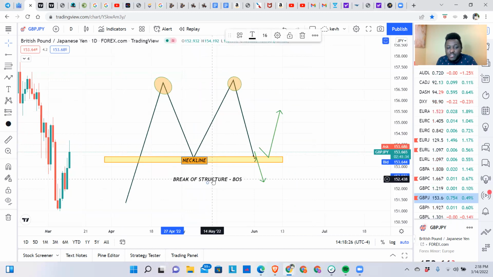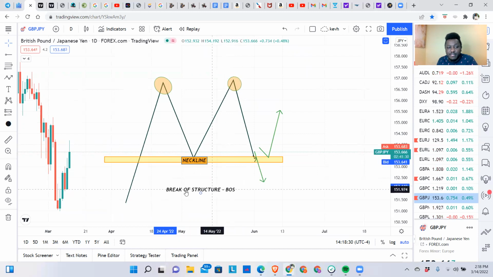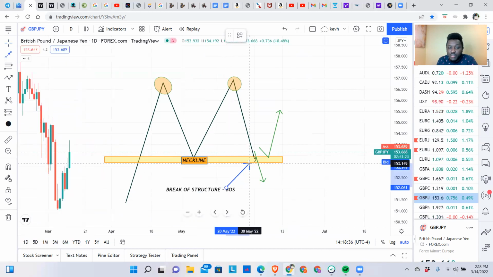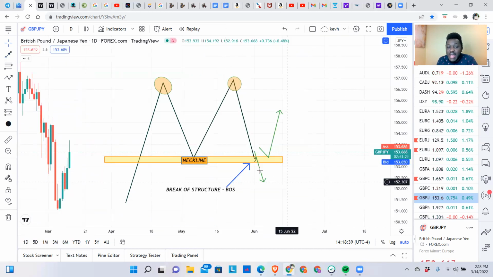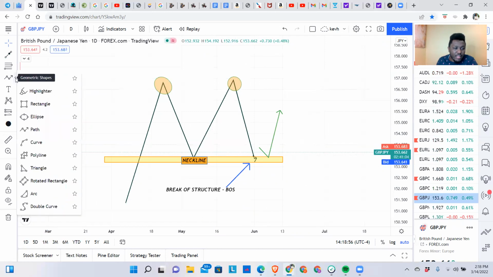Okay, so break of structure. That's what just happened here at the neckline, because now the market has gone below the support level. So when that happens, now we have a break of structure. If the market goes below here, we have a break of structure. I can actually use the ghost candles because that would be a little bit better. Where are they?